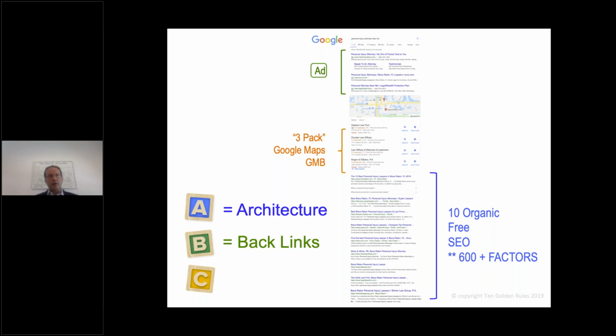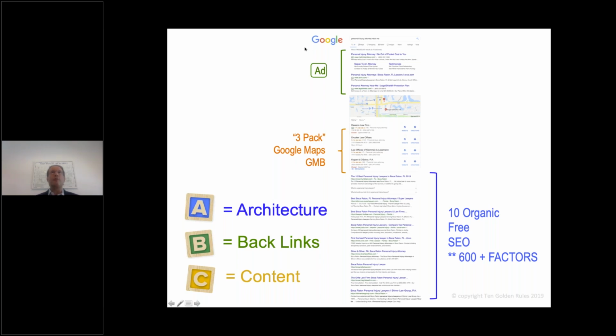So the architecture of the website, the backlinks, other sites that link to your website. This is not something you can do on your website. This is when another website links to you. And the C is the content, everything you add to your website, all the articles and photos and videos that you add on your website that improve your chance of being found for a keyword phrase, right?